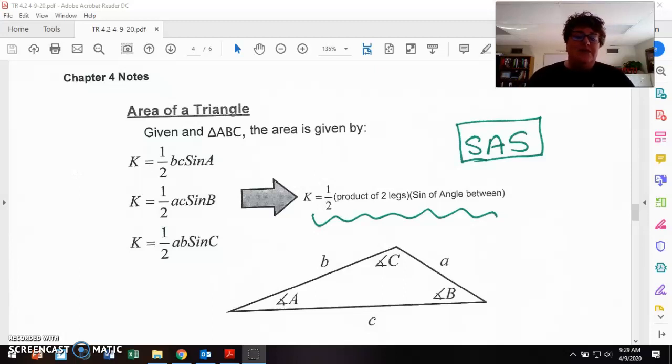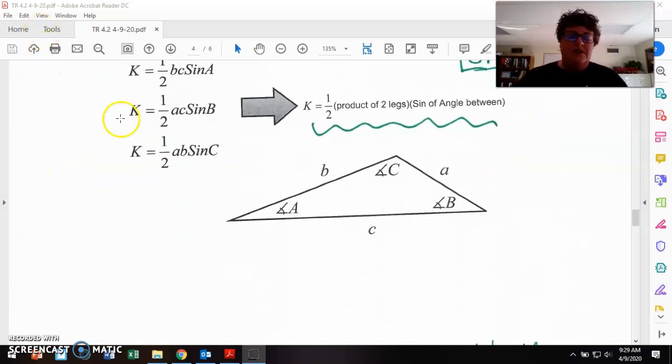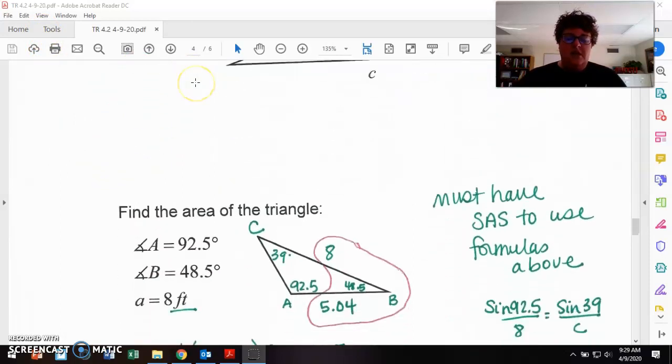So the first one is using, if you have side angle side, you can do the area is equal to 1/2 times the product of the two legs times the sine of the angle between it. So in order to use this formula for area, you have to have side, angle, side. Okay, side, angle, side, that combination, two sides and the angle in between. So all three ways are given there.